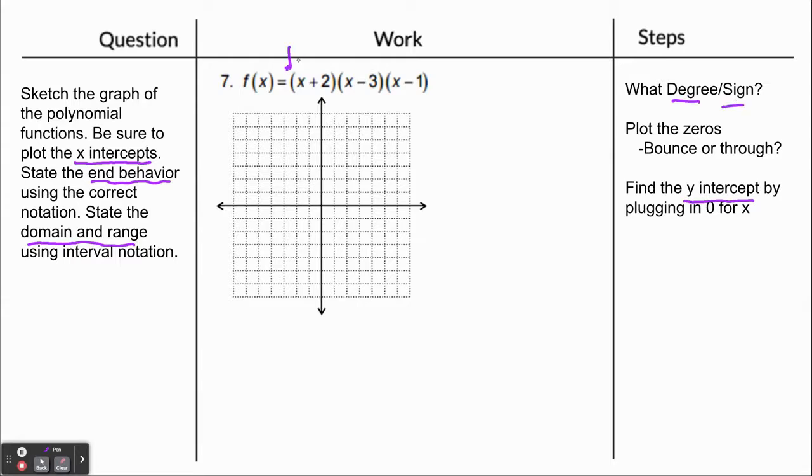It looks like the sign is positive, and my degree is cubic because I have three x values here. So my general look, because it's positive and cubic, is going to look kind of like this. So now let's plot the zeros.